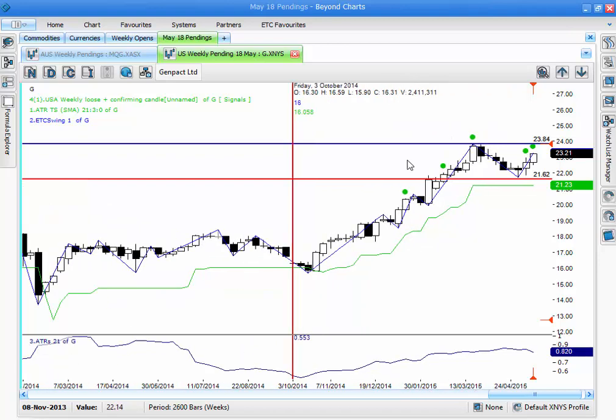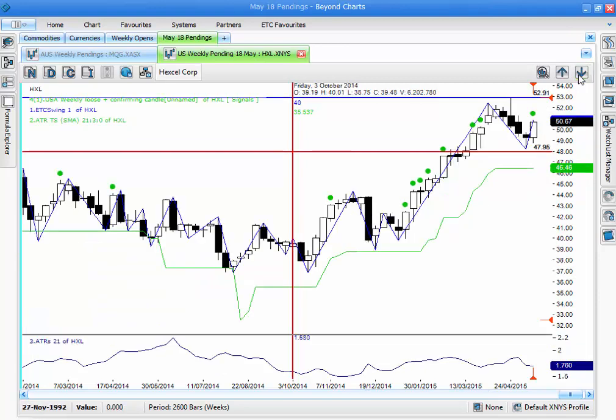So our order becomes on stop at 23.84 with a limit to 24.08 and a protective stop at 21.62, as shown there. So in terms of price action, where is this trough in comparison to the second from last peak? It's well above, so again exhibiting very strong price action.